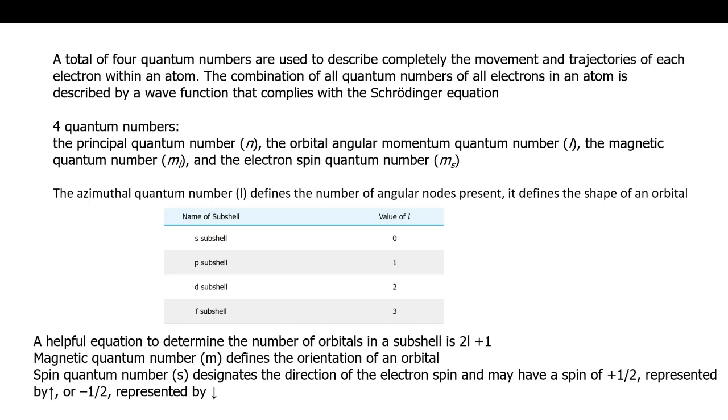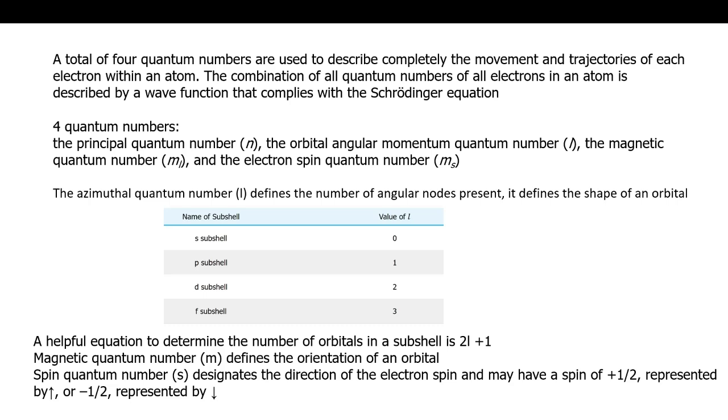So what are these four quantum numbers? The first one is the principal quantum number, denoted by n. The orbital angular momentum quantum number, also denoted as L. The magnetic quantum number, denoted as m. And the electron spin quantum number, that is ms.